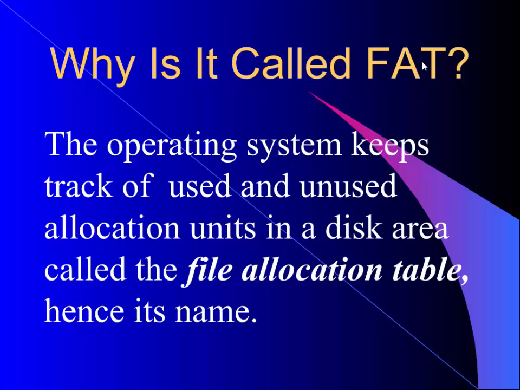Why is it called FAT? The operating system keeps track of used and unused allocation units in the disk area called the file allocation table, hence its name. So that little table I had off to the right that said file1.txt, that's the file allocation table. It has addresses on the drive where that file starts. If that table gets overwritten, you just lost all your connection to the data on the disk. Can you get that data back? Yes, but it's going to take a while to have the operating system help you stitch together all the files on your system.